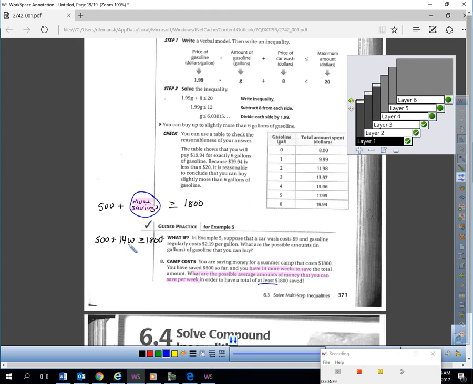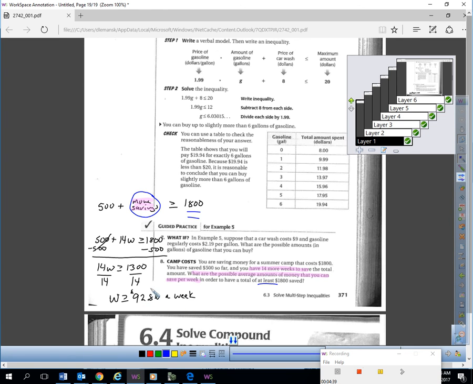So if I think onion right now, I got to get rid of 500 first, so I'll take away the 500. Then I'll divide by the 14. And since this is money, I should round to the penny. 1,300 divided by 14 is 92.86. I need to save at least $92.86 a week in order to save my $1,800 or more. Okay? I'm going to pause the video there. If you have questions, make sure you ask during class time.